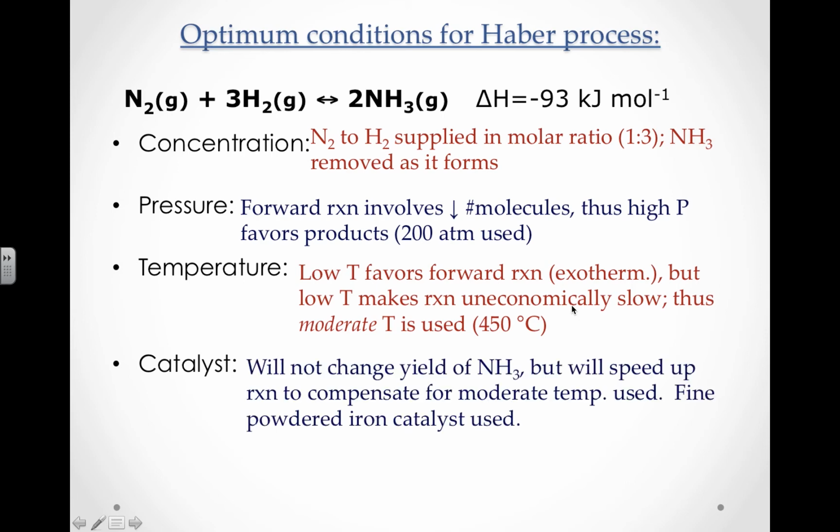Now, a catalyst doesn't change equilibrium. It doesn't change the yield, but it does speed up the reaction. So we use a catalyst, and that is finely powdered iron in this case. Okay, so the rest of the story with Haber, oh, by the way, even with these optimized conditions, yield's only about 15%, so this is not a super economical process.